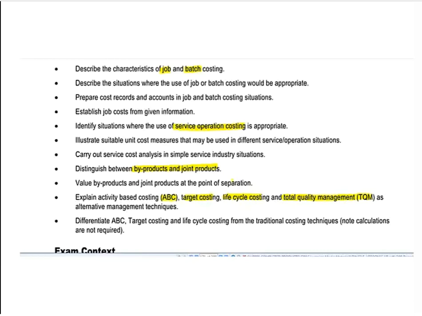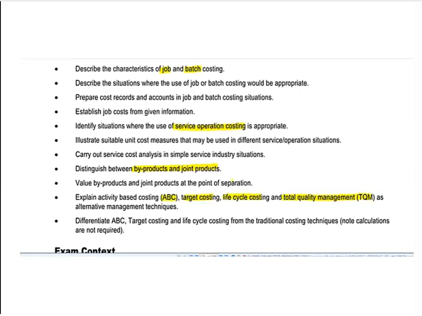We're going to consider costing for a one-off job. We're going to look at costing where goods have been produced together in a batch. We'll then move on to the service industry and consider some of the issues that we need to look at for service operation costs. We'll also think back to process costing, and we'll see that you could be asked to distinguish or value between byproducts and joint products.